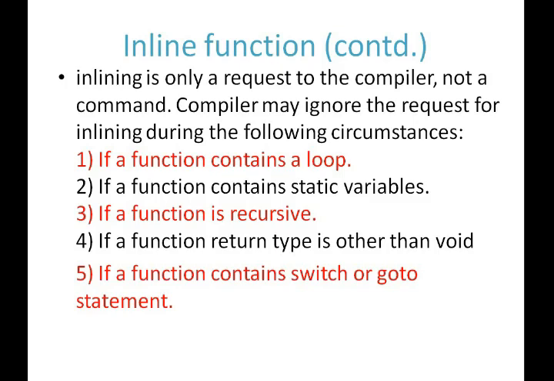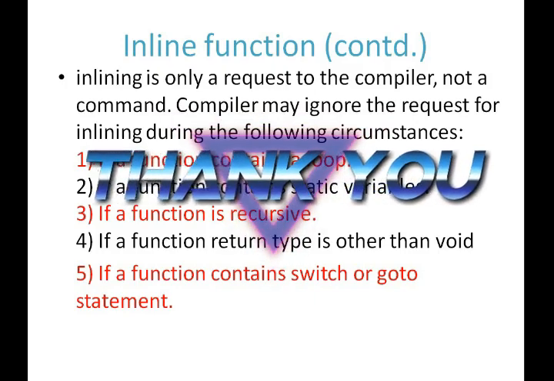The compiler may ignore the request for inline in the following circumstances. These are the rules for inline functions. If an inline function contains a loop, the compiler ignores our request. Similarly, if a function contains a static variable, it cannot be made inline. If a function is recursive, we cannot make it inline. If a function's return type is other than void, we cannot make it inline. If a function contains a switch or goto statement, we cannot make it inline. These are the rules for making inline functions. If any one of these exists in any function, we cannot make it inline.